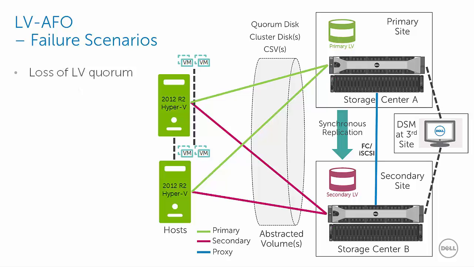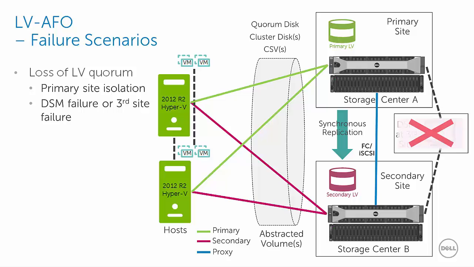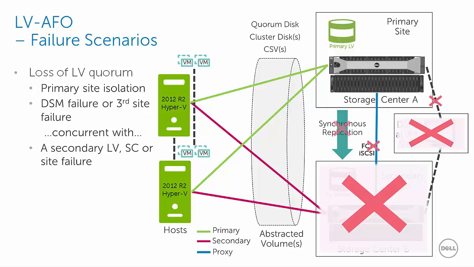The final scenario we will show is what happens if there is a loss of quorum. While this is an unlikely scenario, it highlights the importance of ensuring that the DSM is placed at a third site with reliable data connections to prevent site bias. Loss of quorum occurs when the primary site becomes completely isolated and can't see either the DSM or the secondary site. This might happen given a failure of the DSM or the third site, concurrent with a failure at the secondary site that takes the secondary live volume offline.